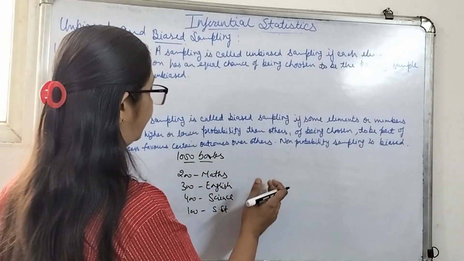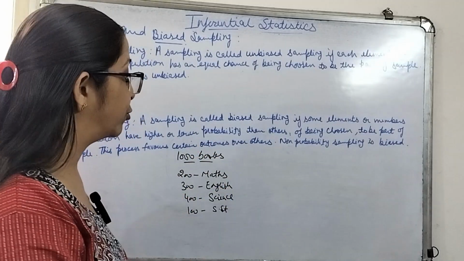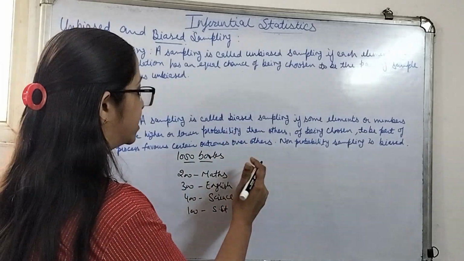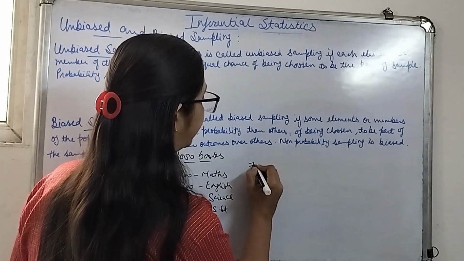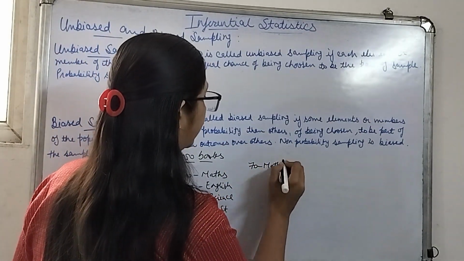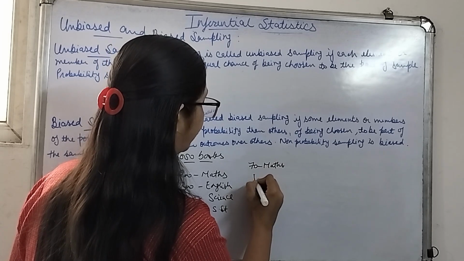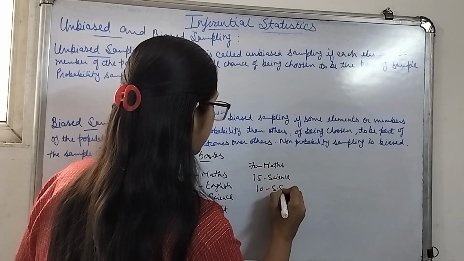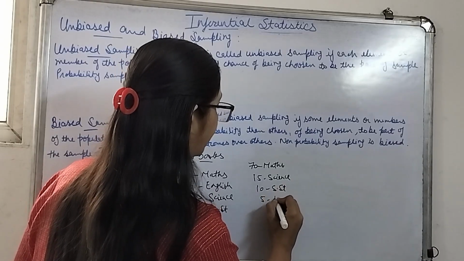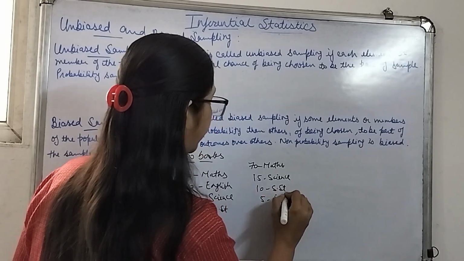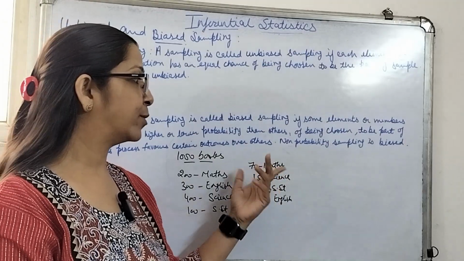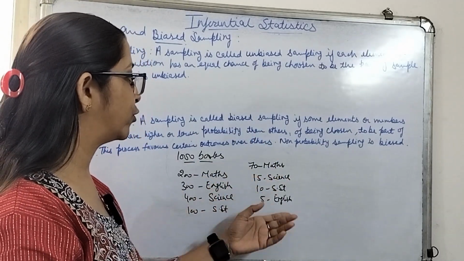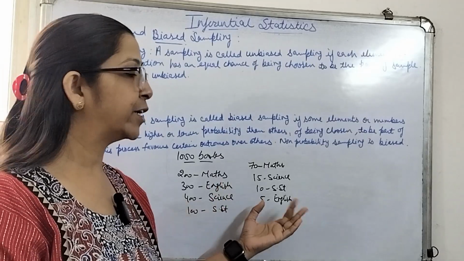In that sample, because say I love doing maths, what I'll do is take most of the books of maths. Suppose out of 100 books I have taken 70 books of maths, 15 books of science, 10 books of SST, and 5 books of English. Out of 100, 70 books I have taken of maths because I love doing maths, 15 of science, 10 of SST and 5 of English. This is the selection I have done.